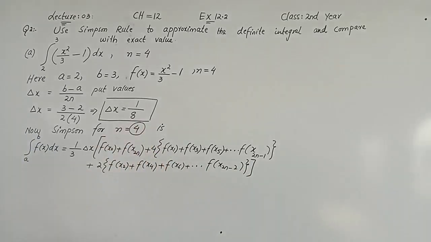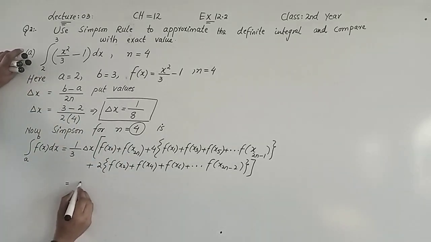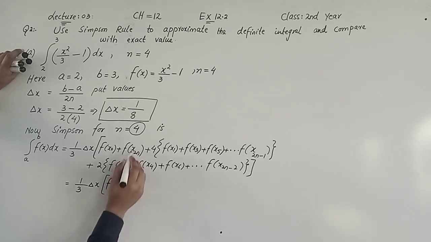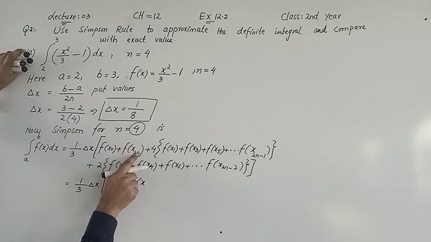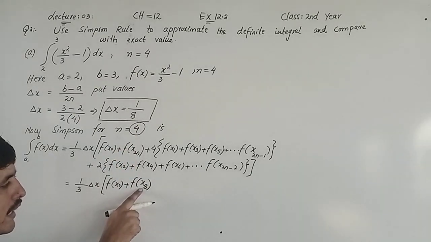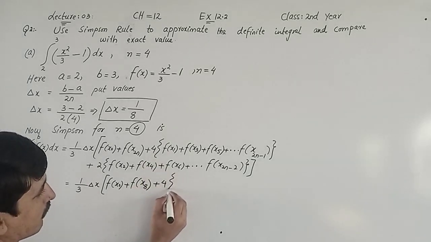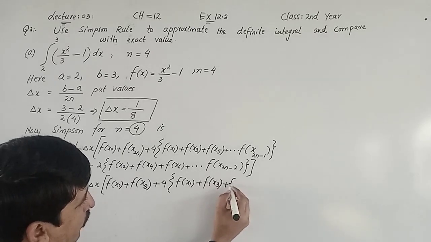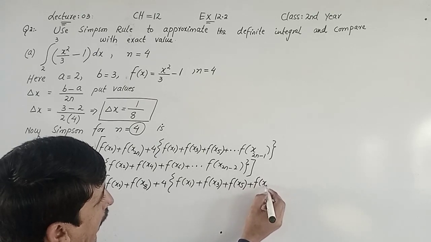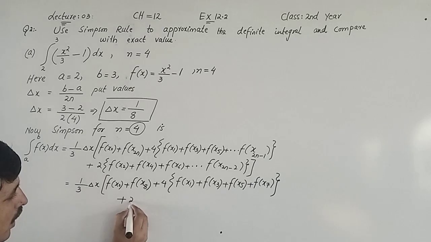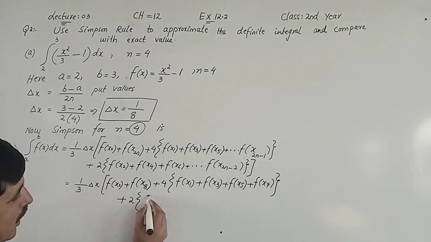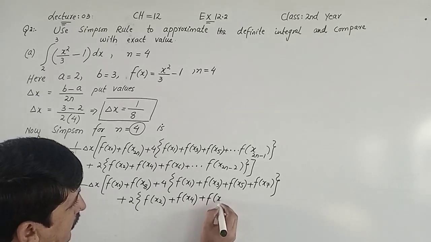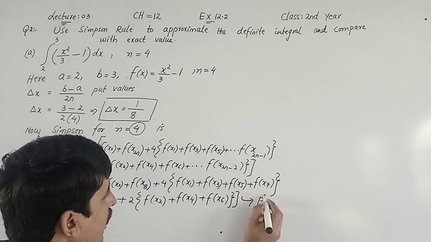अब अगर हम यहाँ पे n is equal to 4 पुट करें तो हमारे पास आ जाएगा 1 divided by 3 del x f of x naught plus f of x 2 into n, 2 into 4 is 8. तो हमने f of x8 तक जाना है तो plus 4 और नंबर 8 तक हमारे पास है f of x1 plus f of x3 plus f of x5 plus f of x7 plus 2 times of even numbers up to 8. 8 तक हमारे पास even numbers है f of x2 plus f of x4 plus f of x6. Say this is equation 3.